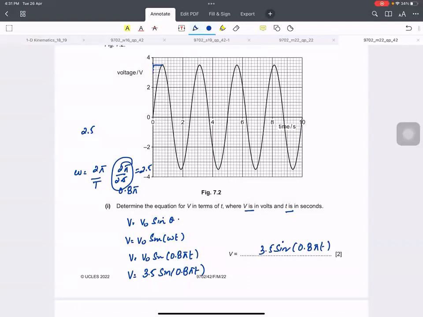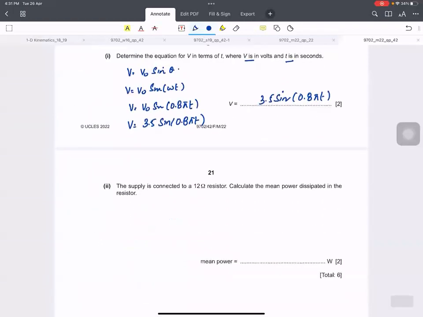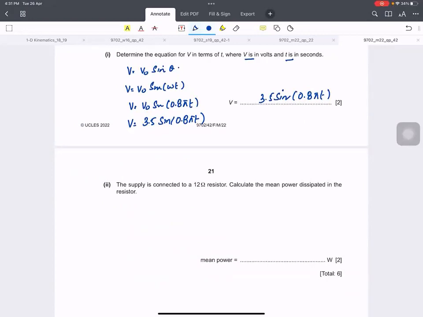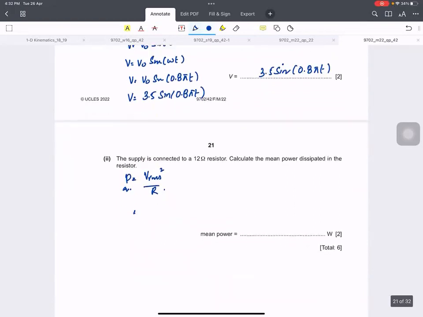Okay, then it says the supply is connected to a 12 ohm resistor. Calculate the mean power dissipated in the resistor. For this one, power is equal to V RMS squared over R. Now we're looking at average power, but we don't have RMS, so this is a problem. Mean power should be equal to peak power divided by 2, so peak power is V squared over R.